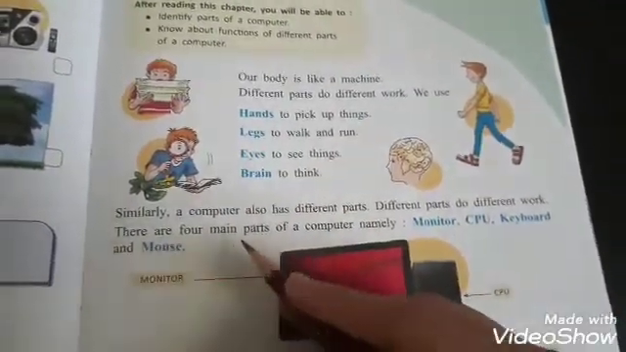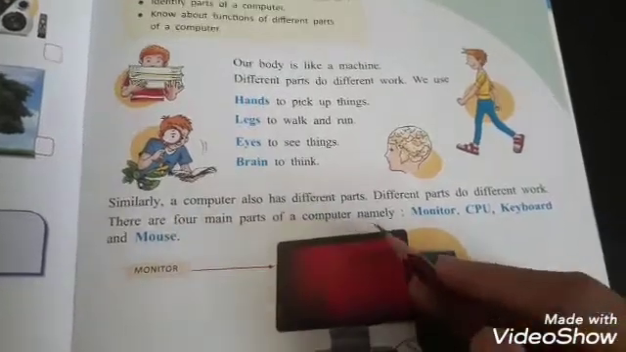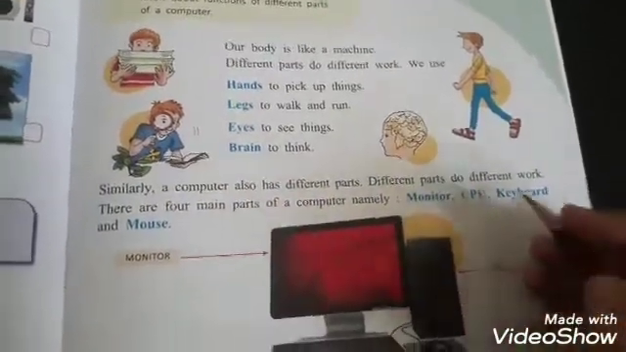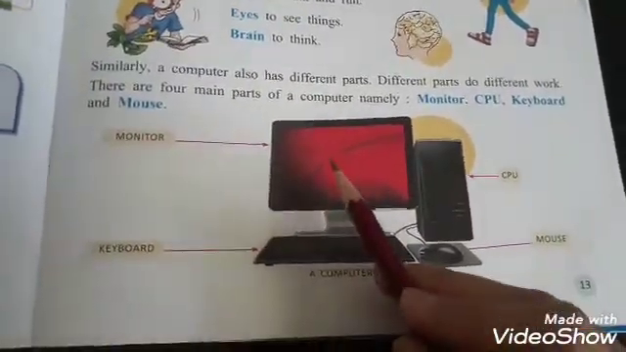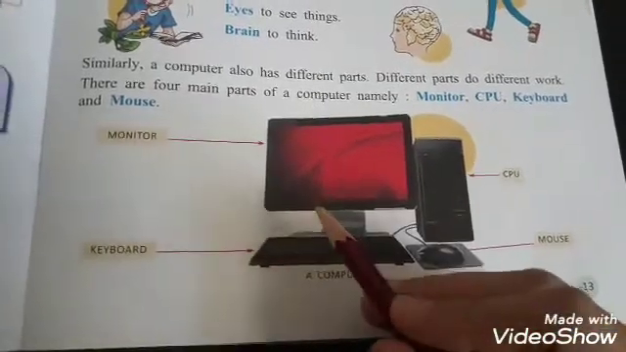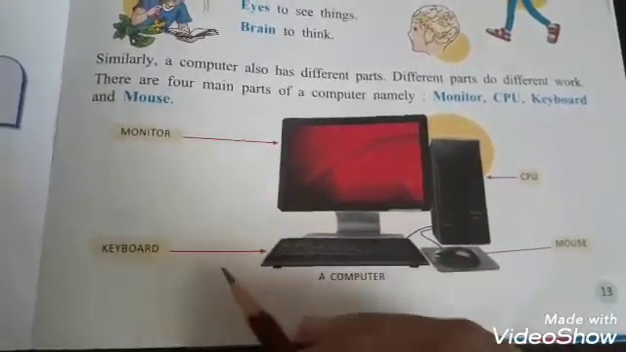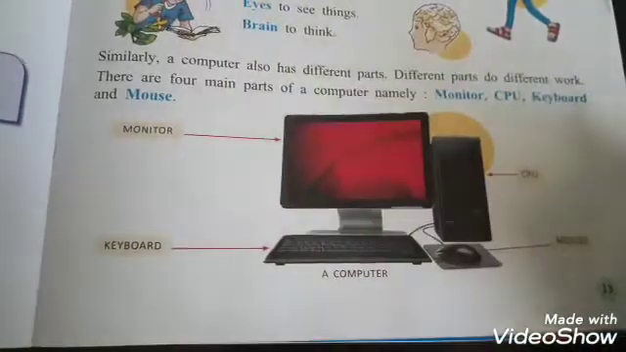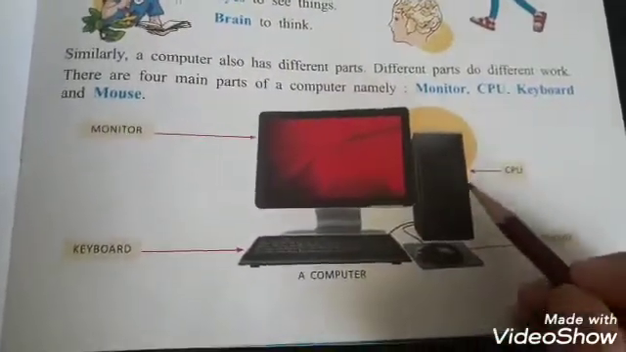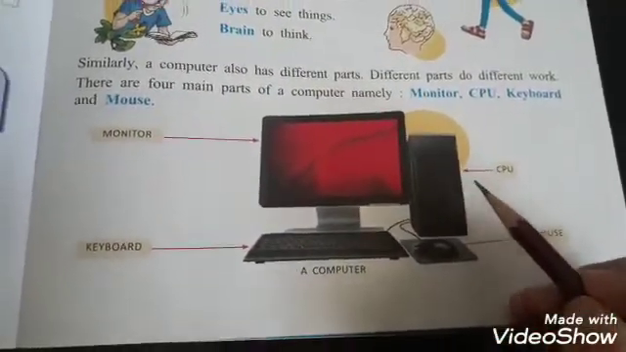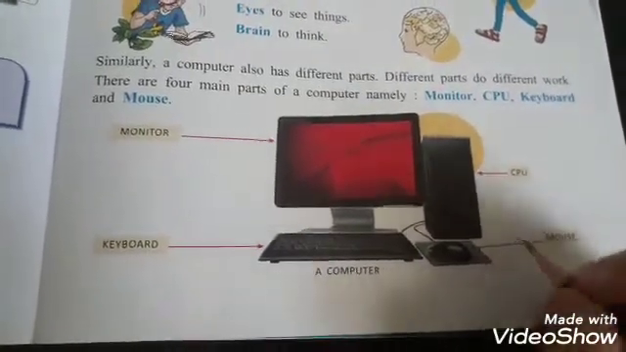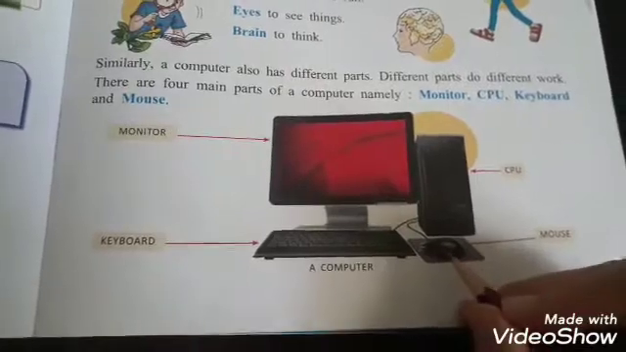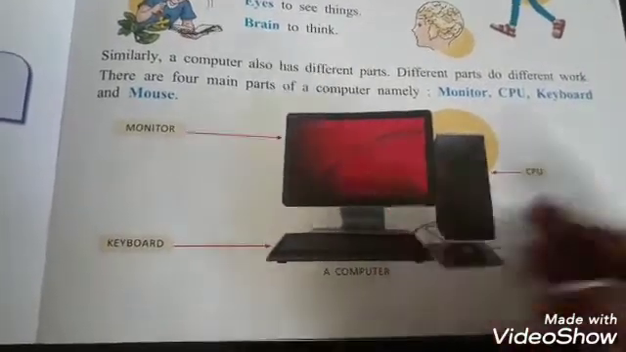There are 4 main parts of a computer, namely monitor, CPU, keyboard, and mouse. So here is a computer. You can see that this is the monitor. It looks like a television screen. This is the keyboard, which helps us to type numbers. This is the CPU. CPU is also the brain of the computer. And the mouse helps to point things on the monitor screen.